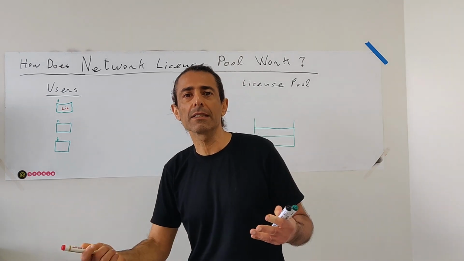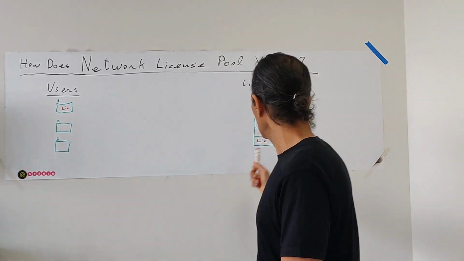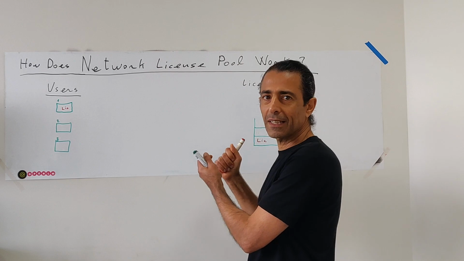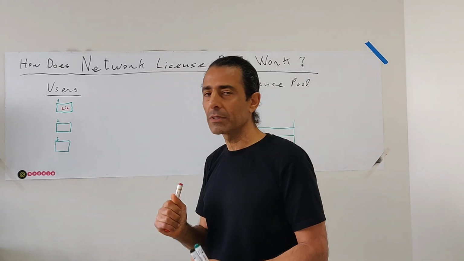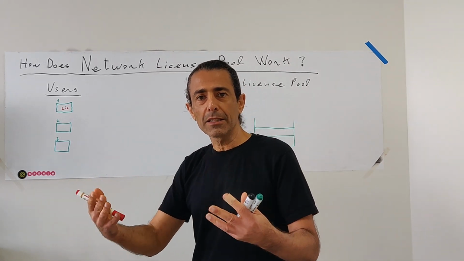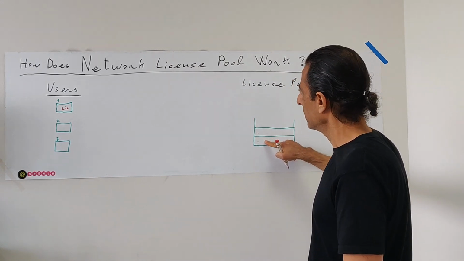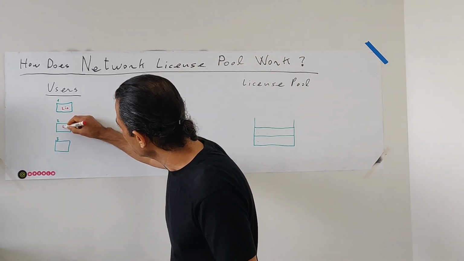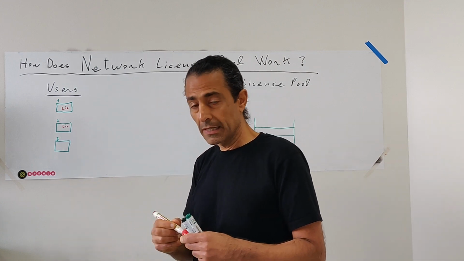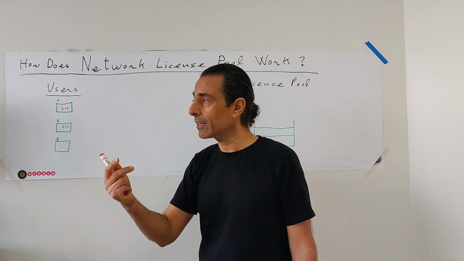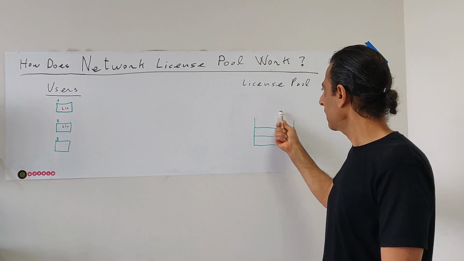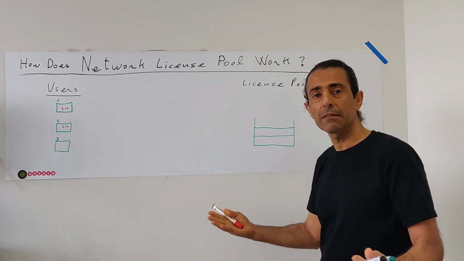This action is called out, because we took a license out of the license pool and now the user is keeping it. A second user comes in the morning, this is user number 2. He took a license. Now we have a second in and out action and our license pool is empty.